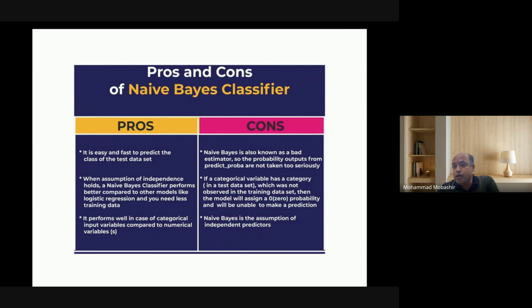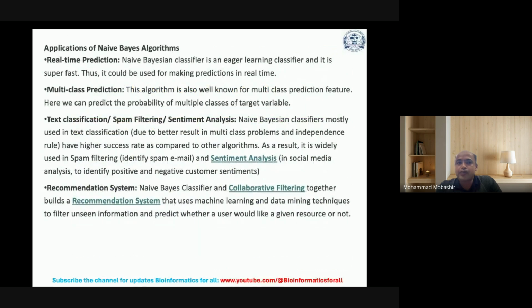What are the negative points? It is also known as a bad estimator, so the probability outputs from predict_proba are not taken too seriously. If a categorical variable has a category which was not observed in the training data set, then the model will assign 0 and will be unable to make a prediction. And there is the assumption of independent predictors. So these are the negative points and positive points.